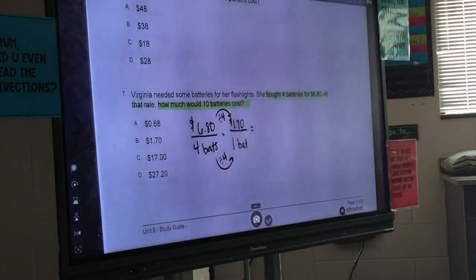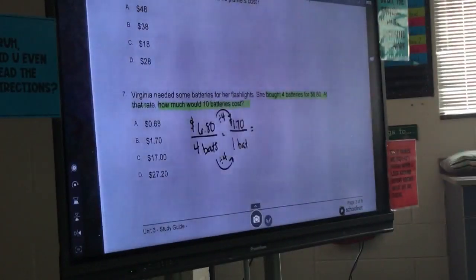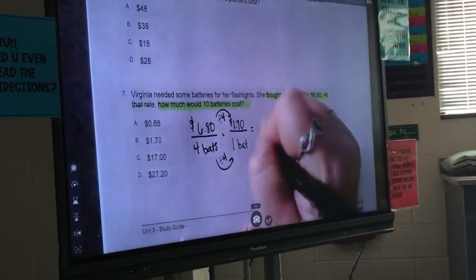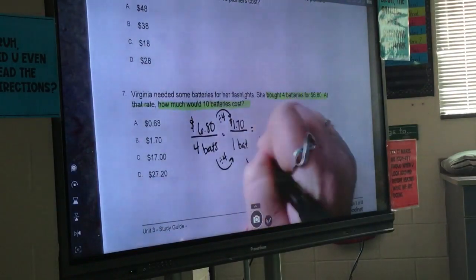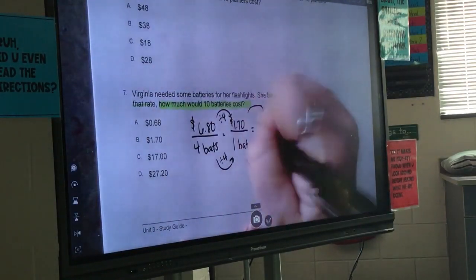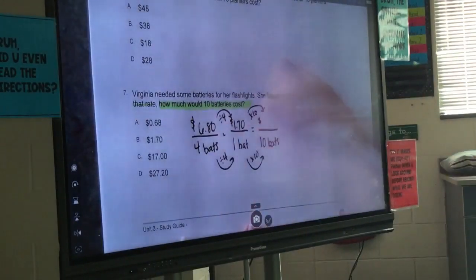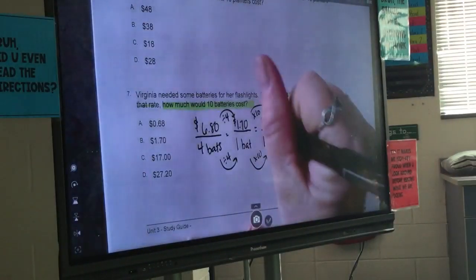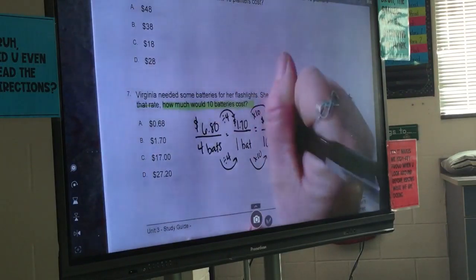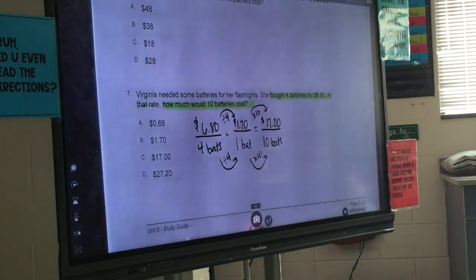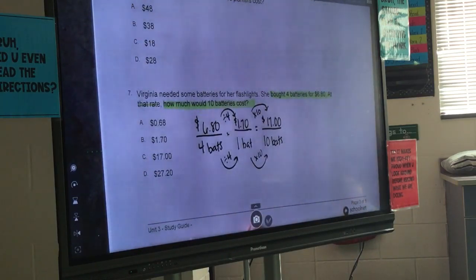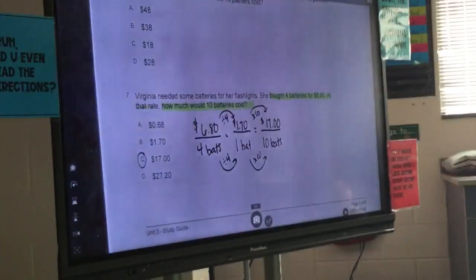All right, then what do we do from here? You're going to times it by 10. Yep. And when you do $1.70 times 10, Ansley, what do you get? 170. 1,700? You get $1,700 for 10 batteries? Just move your decimal 1 place to the right. That's all. So you should end up with $17.